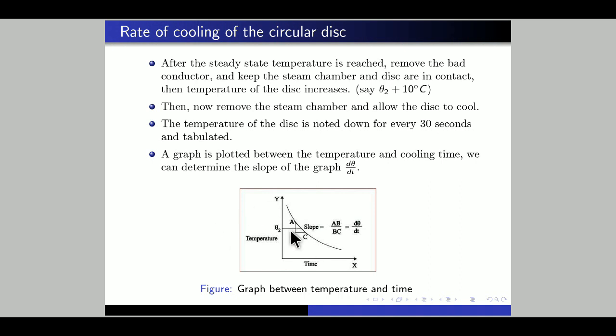From the graph we need to find d theta by dt, that is the rate of cooling of the Lees disk at the point B, at the steady state temperature theta 2, right? So you mark on the y-axis the theta 2 steady state temperature of the Lees disk. At that point you find the slope, that is AB by BC, which will give you d theta by dt. From this graph we can find the rate of cooling of the Lees disk with respect to time at the steady state temperature theta 2, right?